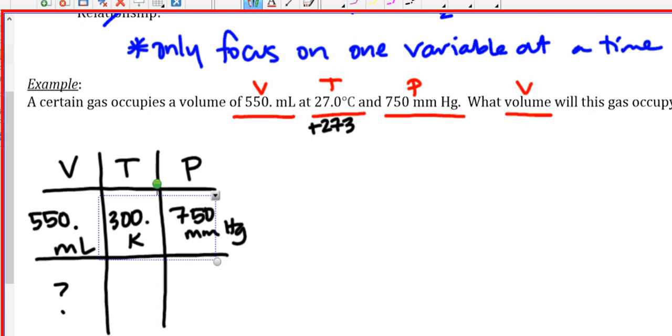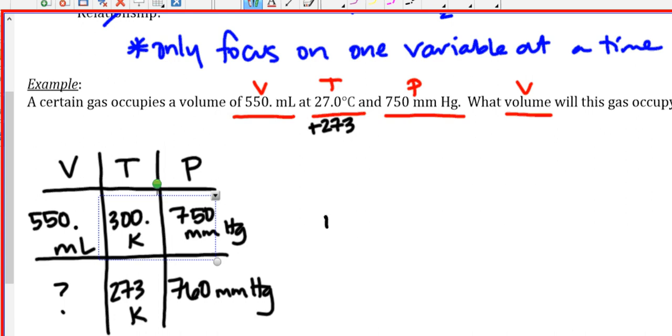And standard temperature. Remember, standard temperature is 0 Celsius, which would be 273 Kelvin. And standard pressure is 1 atmosphere, but we don't want atmospheres because we have millimeters of mercury as our other pressure. So 1 atmosphere equals 760 millimeters of mercury. All right, so we're going to set it up just like before.